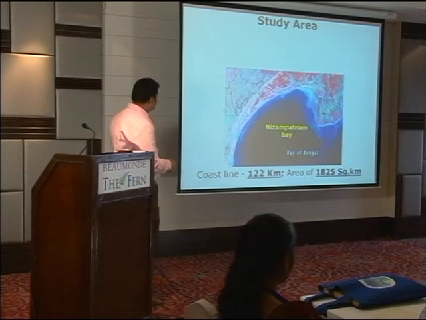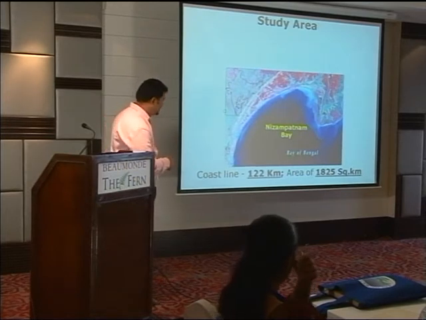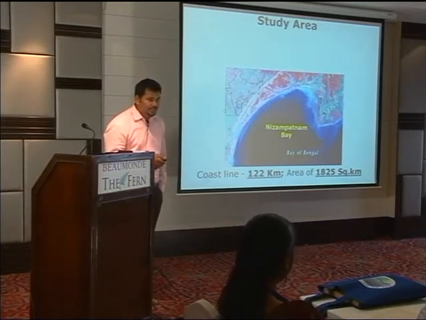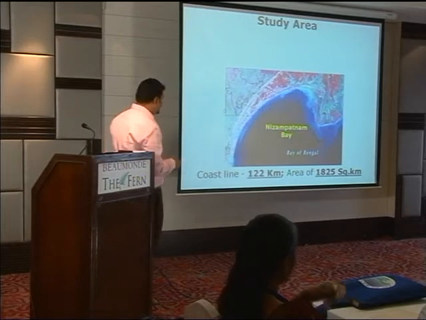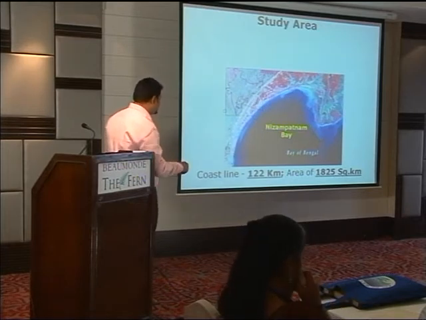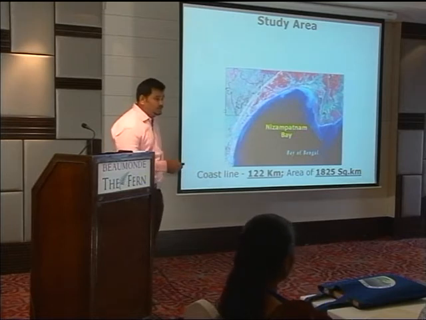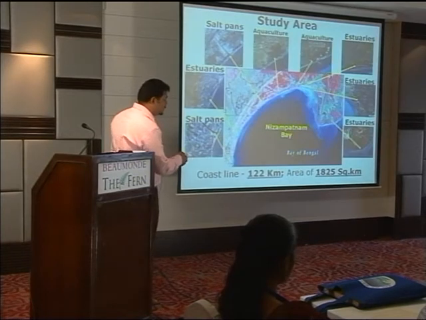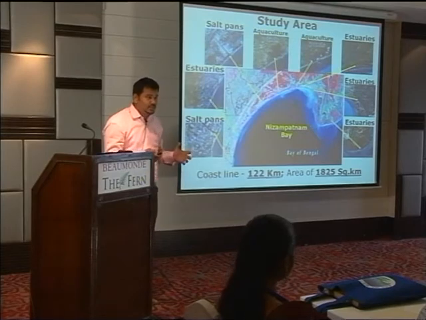This is Nizamapatnam Bay, located in the southern province of Andhra Pradesh. It has a coastline of 122 kilometers and an area of 1825 square kilometers. Another important feature is that along the coastline there are different kinds of sources, like salt pans, estuaries, and aquaculture ponds. All these different sources empty into the bay. Hence, it is very interesting to know which environmental parameters are influencing the community structure of this bay.